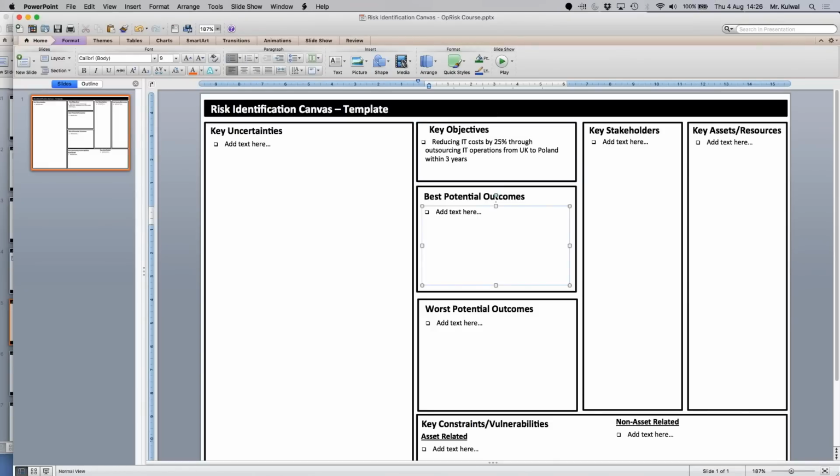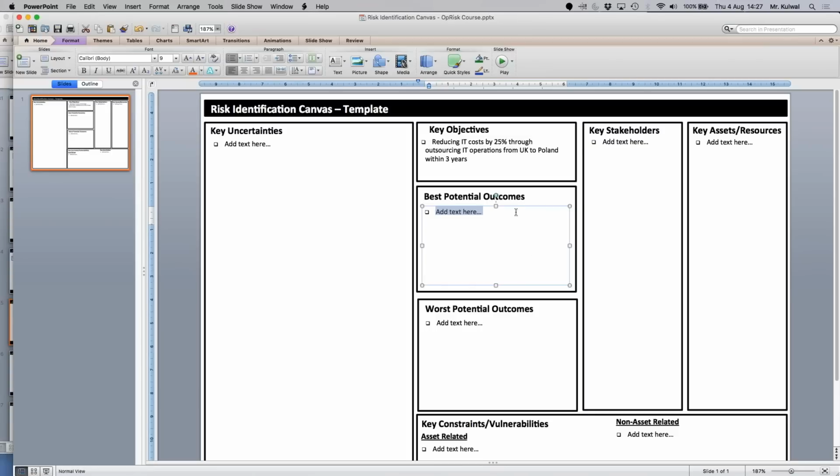So can you ping me on the chat some of the best potential outcomes, or one or two best outcomes, which if they were to happen, will help us achieve that particular objective, or will tell us that we were able to achieve our objective successfully.